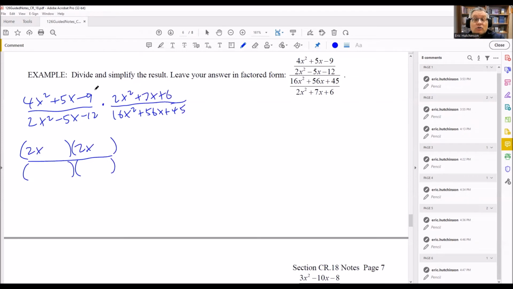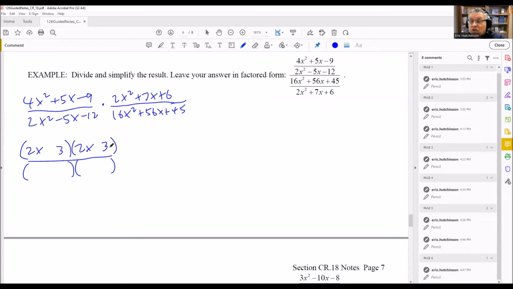9, there's only just 3 and 3 or 1 and 9. Let's start off with the 3 to see if that would work. We want the middle term to add up to a 5, and so we need to play around with the signs. One's positive and one's going to be negative.